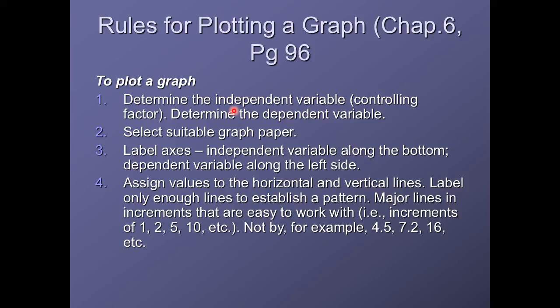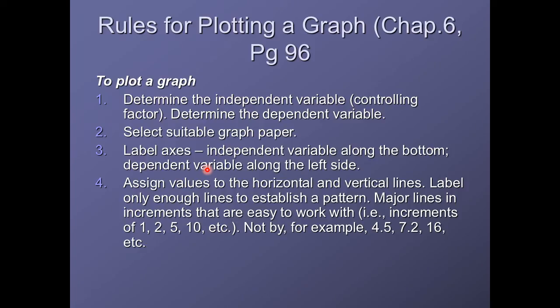Okay, so to plot the graph, most of the time you will have 2 different variables. One of the variables you will identify as the independent variable, which is called the controlling factor. One will be the dependent variable, and we select the suitable graph paper. We label the axes, because we will have 2 different axes, right? Most of the time you have a horizontal axis, which is the x-axis, right? And a vertical axis, which is the y-axis.